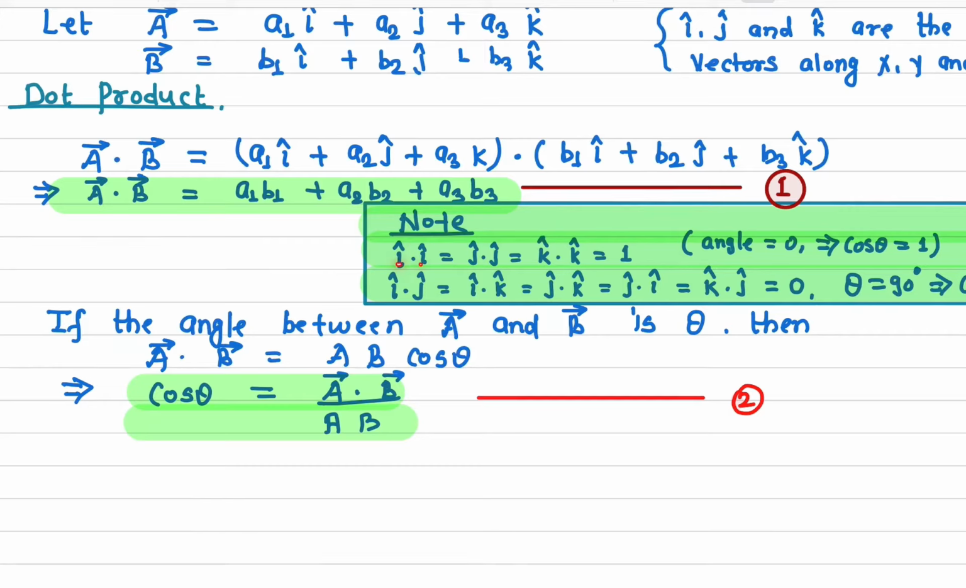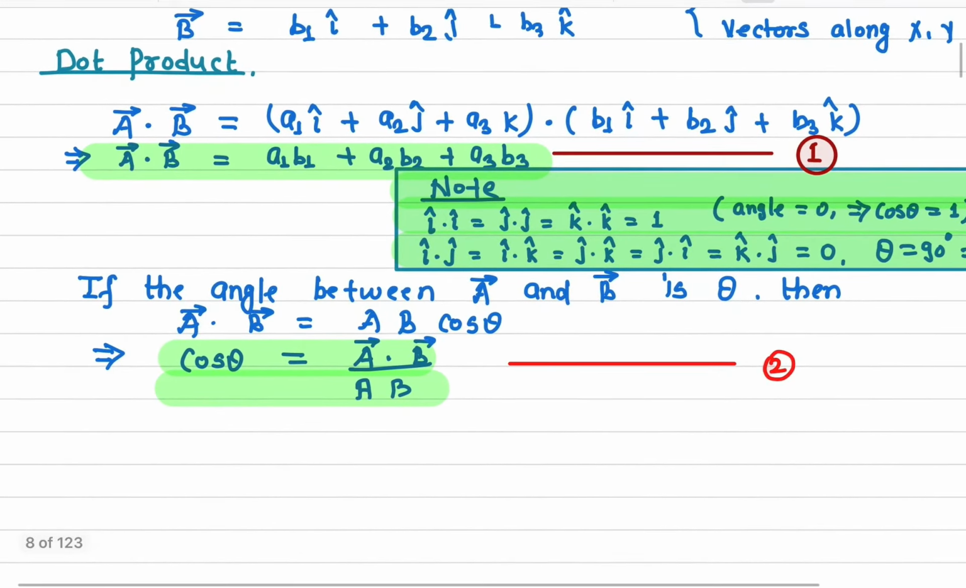I vector dot I vector, or j vector dot j vector, is equal to 1. And if we take the dot product of I vector with any other vector, I vector dot j vector, or I vector dot k vector, or j vector dot k vector, it should be equal to 0 because the angle between them is 90 degrees and cosine 90 degrees is 0. So this is the way we take the dot product of the two vectors.